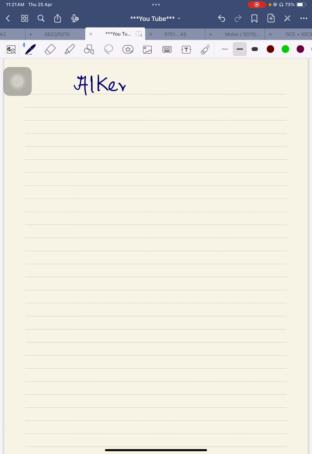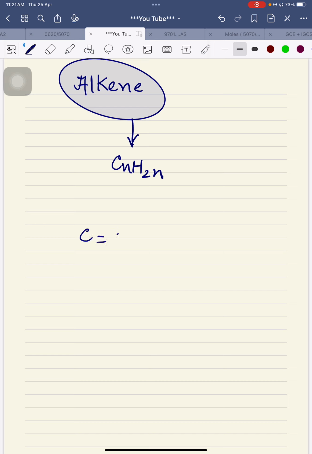So guys, an alkene is a hydrocarbon, an organic compound, a homologous series which has a general formula of CnH2n. Okay, very simple. It means that whatever the number of carbon atoms, the hydrogen atoms will be double that. Remember this very clearly: every alkene must have at least one carbon-carbon double covalent bond. Okay, at least one carbon-carbon double covalent bond.